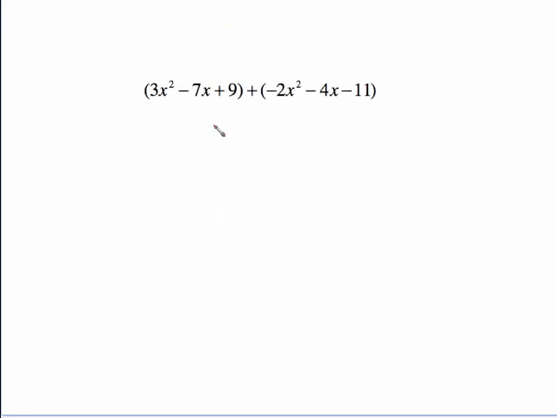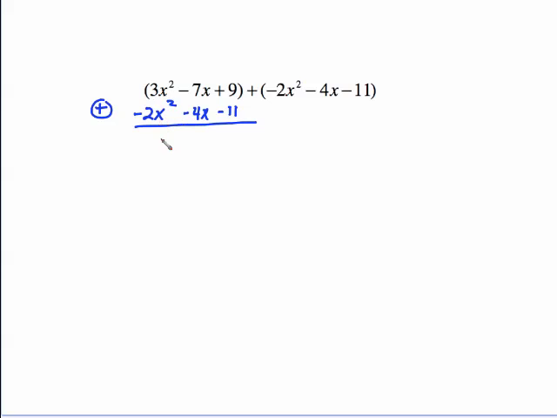Another option is to set it up vertically. This might be a little less writing. This is still adding, so these like terms I'm going to pile up vertically. I'm going to put the negative 2x squared underneath the 3x squared, the negative 4x underneath the negative 7x, and negative 11 under the 9. Draw a line just like old-fashioned addition and combine my like terms in a vertical format.